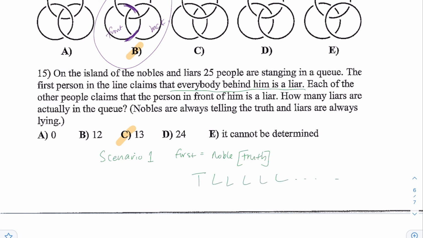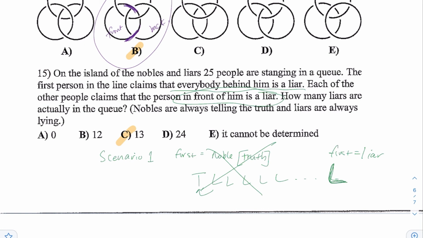So let's see if that's valid. The second person is a liar, and the second person is saying that the person in front of him is a liar. And that's false, because this person's telling the truth. It's a noble. So the first person can't be a noble, can't be a truth teller. So then we know that the first person has to be a liar. So not everyone behind the first person is a liar. Some of them are telling the truth.